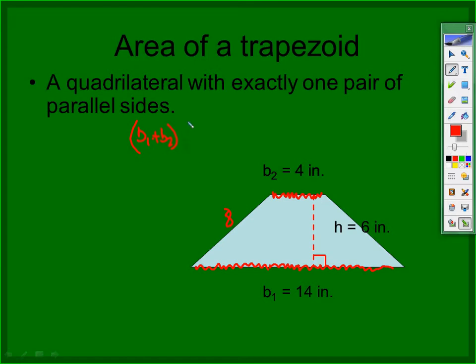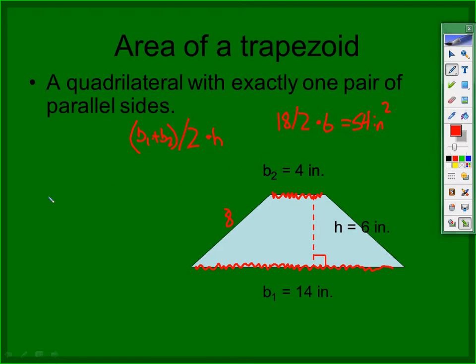So take the average of your bases, and I put them in parentheses so my order of operations does not just divide base 2 by 2 and then add base 1. I need to do the addition first. So in parentheses, base 1 plus base 2 divided by 2. That will give me the average of my bases, and then I must multiply it by the height of my trapezoid. So in this case, I'm going to do 4 plus 14, which is 18, divided by 2, which is 9, times my height. 9 times 6 is 54 square inches.